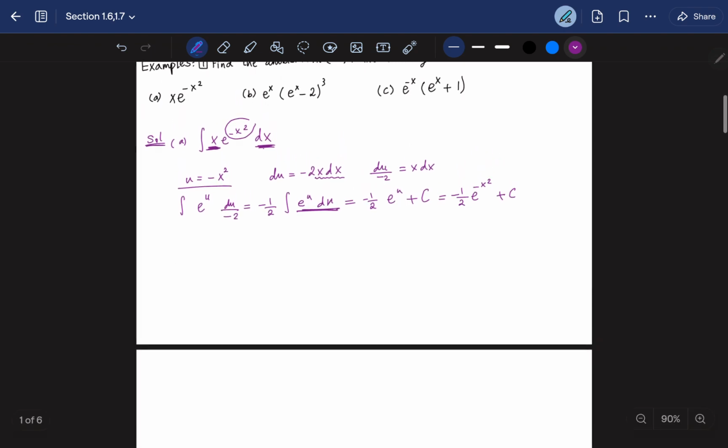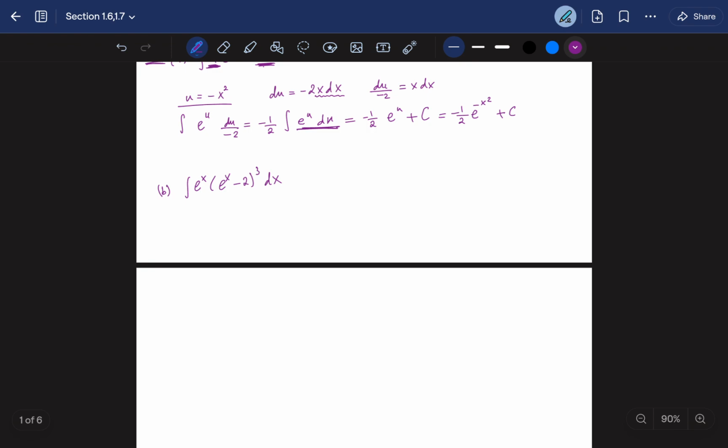Let's try the second example. Similarly, I want to evaluate the antiderivative. Here, I don't have a direct e to the x that I can integrate easily, so I need to think about different methods. So far, we only learned substitution, so it makes sense to substitute something. But what do I substitute here? We said when we're doing substitution, if you have a general outer function, f, I substitute everything that's inside of it.